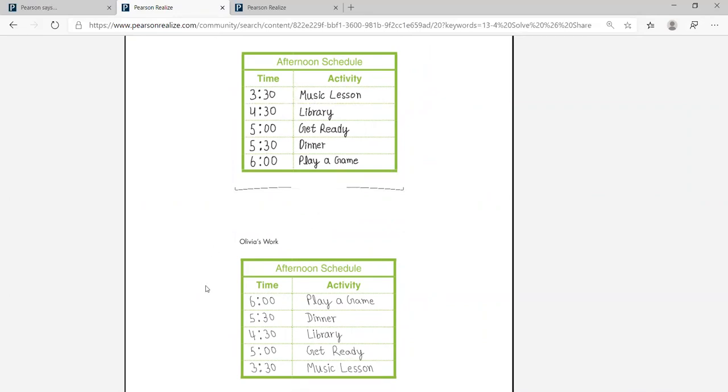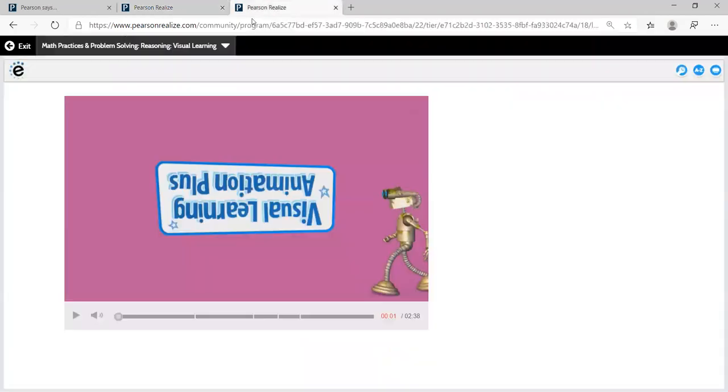I could follow the second schedule. However, it would be a little bit more tricky because the times here are not listed in order. So I would have to keep searching after each activity to find the time that comes next. So when you're thinking about your schedule, think about putting the times in order from earliest to latest. Let's take a look at our visual learning.